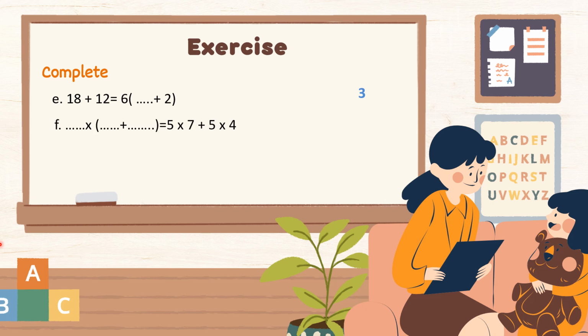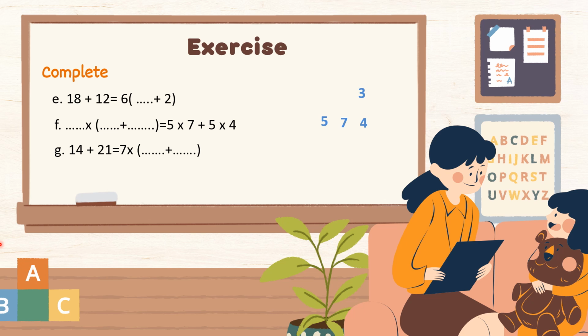Now F, space multiplied by between brackets space plus space equals 5 multiplied by 7 plus 5 multiplied by 4. Who can tell me how to complete the space? Using the distributive property, we will find that it is 5 multiplied by 7 plus 4. Excellent, champions. Excellent. You have made my day.